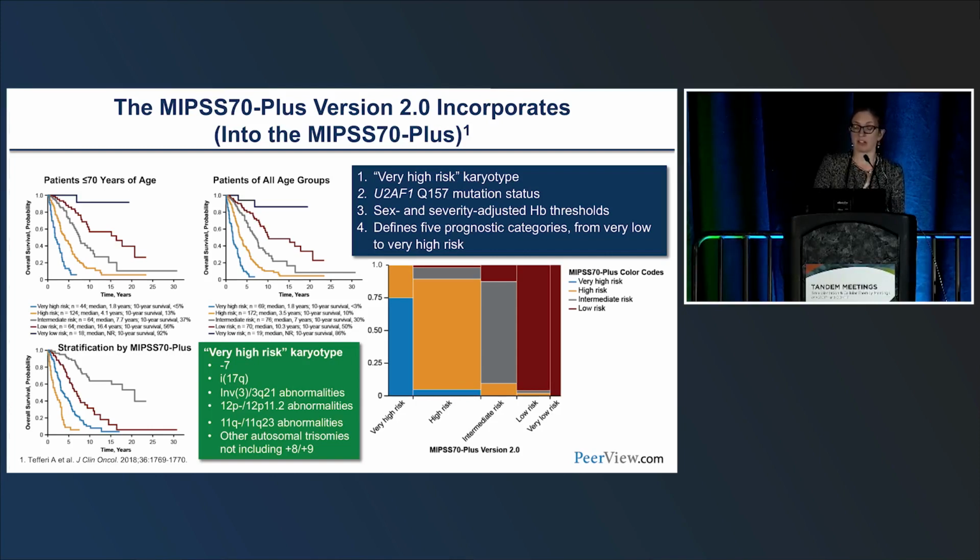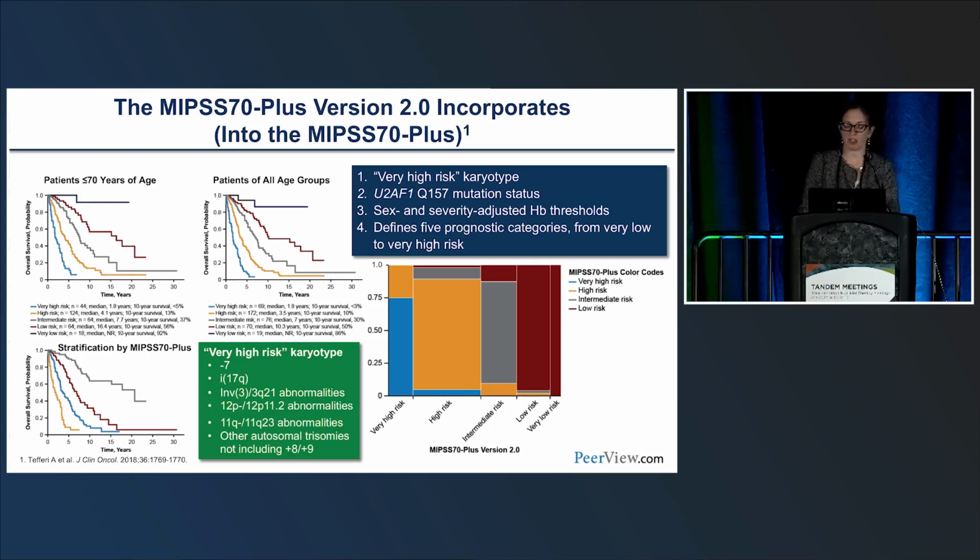Sex and severity adjusted hemoglobin thresholds, so they divided it into 8 to 10, below 10 and below 8, and they defined 5 prognostic categories ranging from very low to very high. And again, there's a new definition for high-risk karyotype that's in the green box on the bottom.